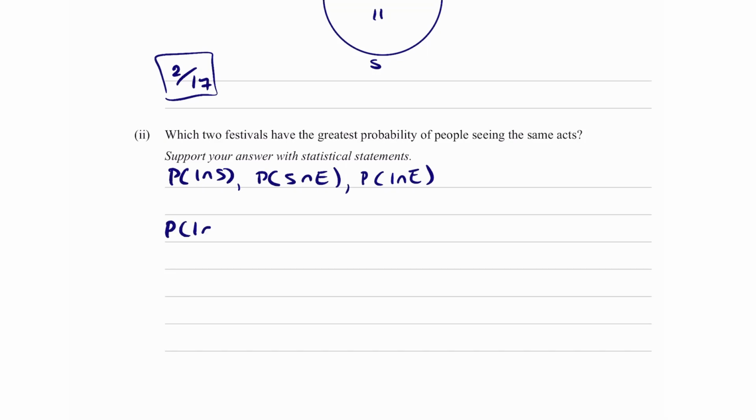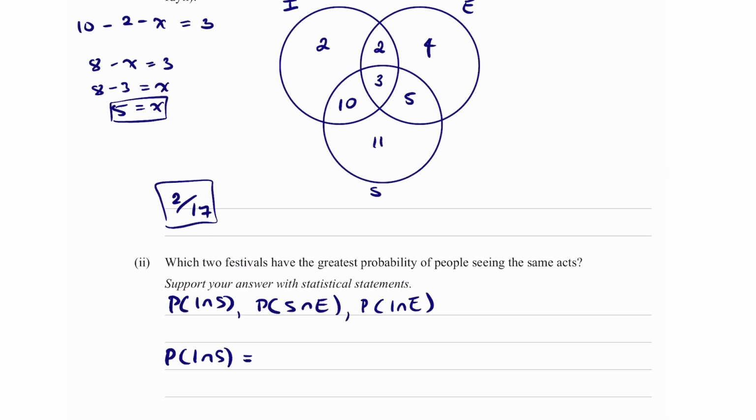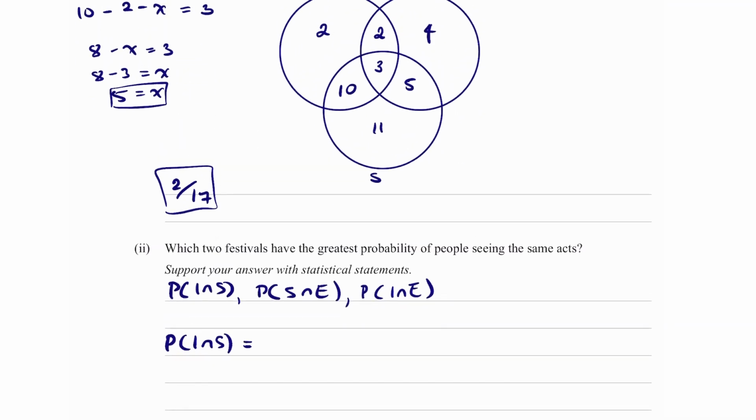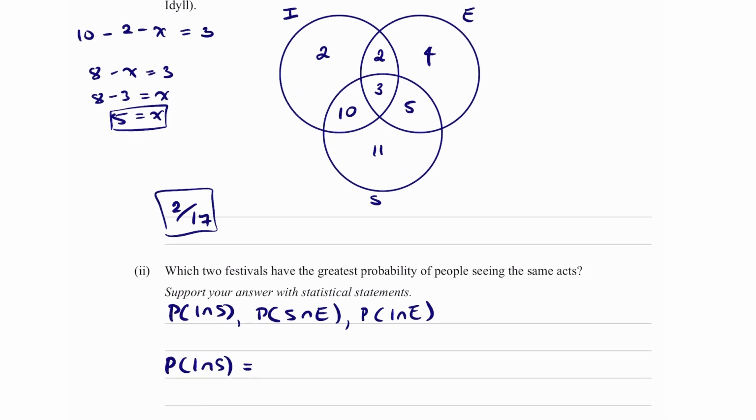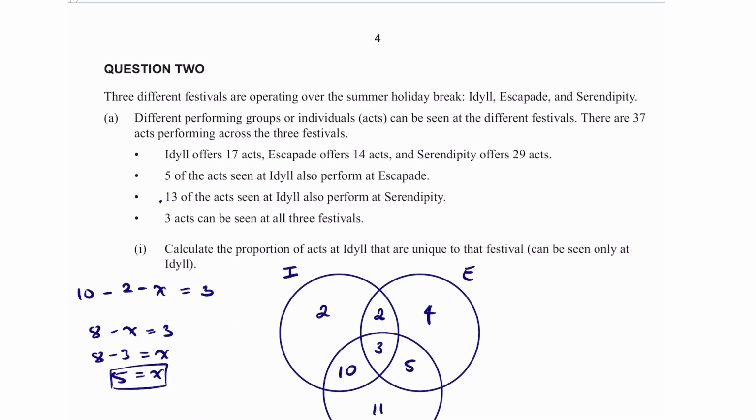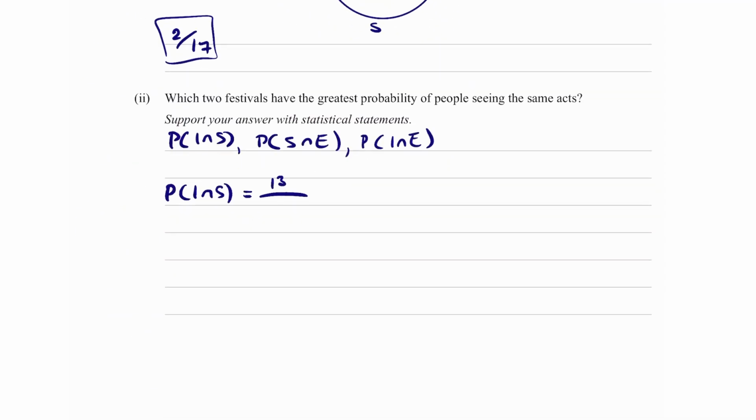So the probability of I intersect S, what's the intersection here? The intersection between I and S is just going to be where the two circles collide, which is these values in here, right? So that's 10 plus 3, which is 13. So they're sharing 13 acts. Now what's the total number of acts? So we know that in total there's 37 acts performing across the festivals. So the probability of the intersection of I and S is 13 over 37.